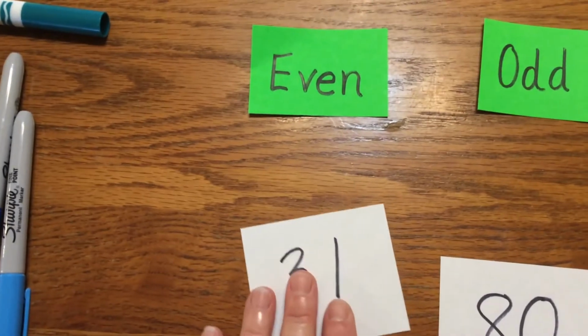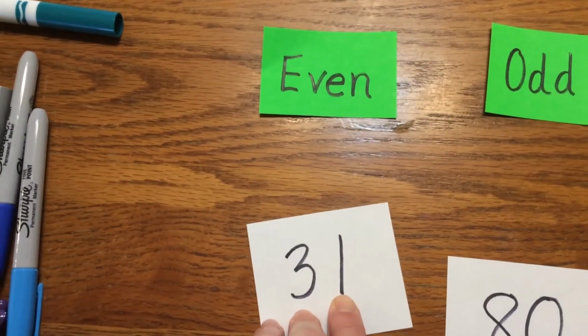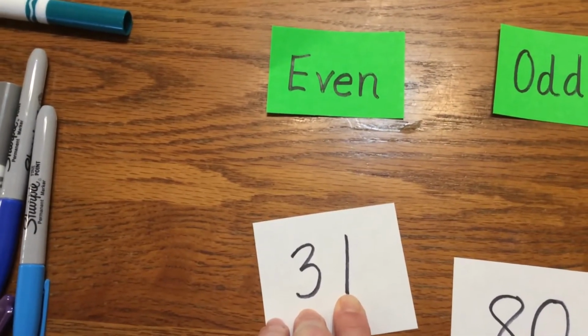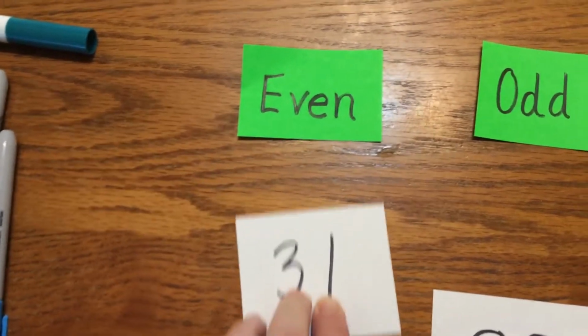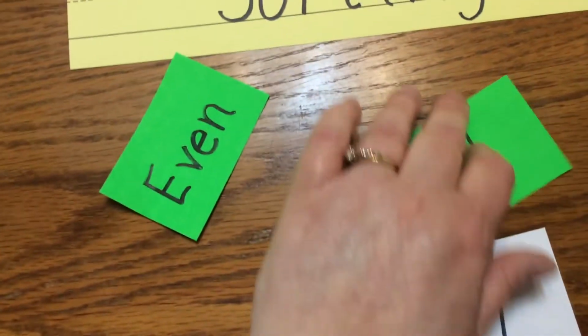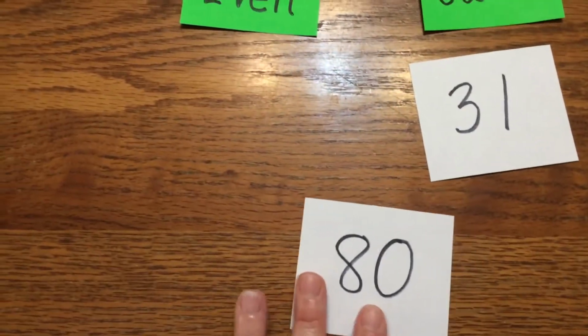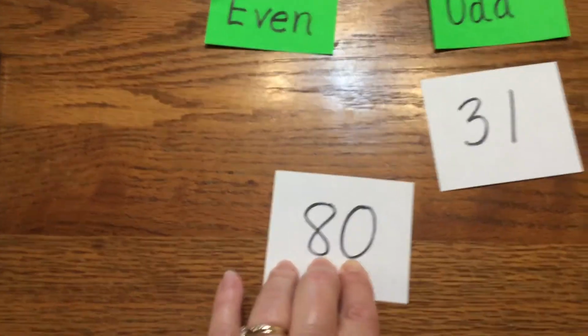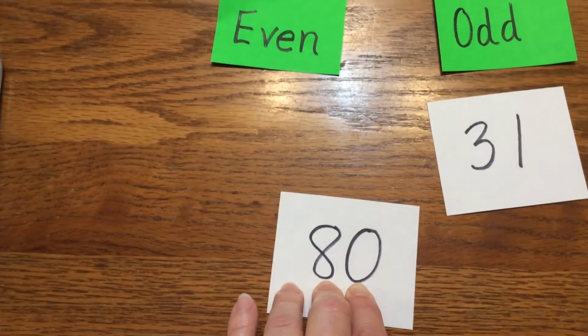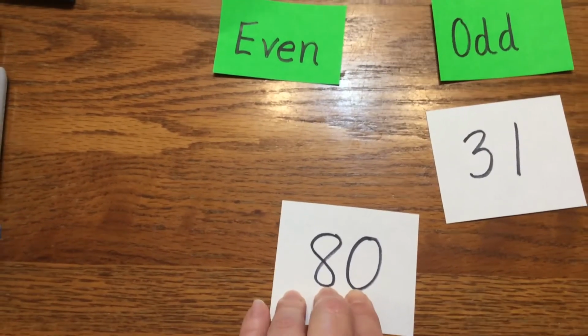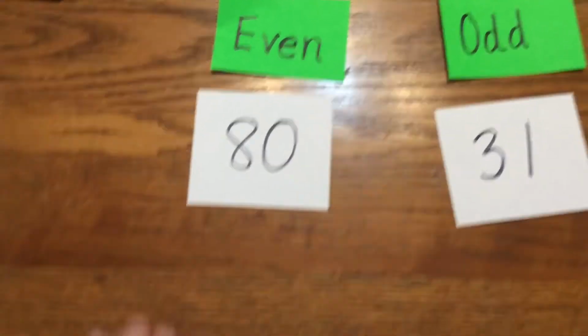We've already practiced that. So here is 1 is in the ones, and we know that 1, 3, 5, 7, and 9 are all odd numbers. So that would go to the odd section. And then our next number is 80. Now, 0 is in the ones, and we know 0, 2, 4, 6, and 8. Any number ending in those goes to the even side.